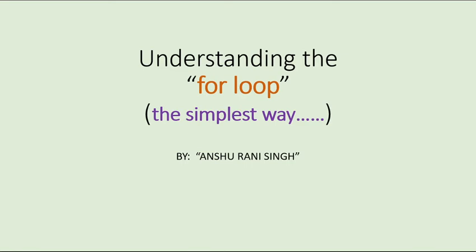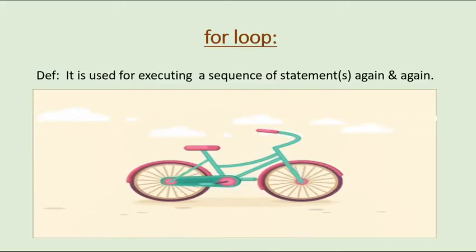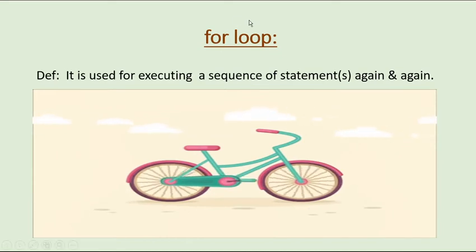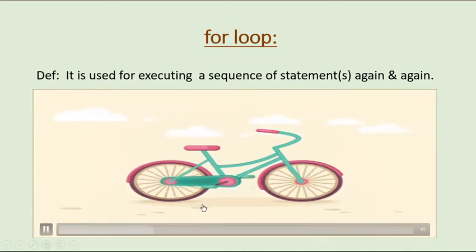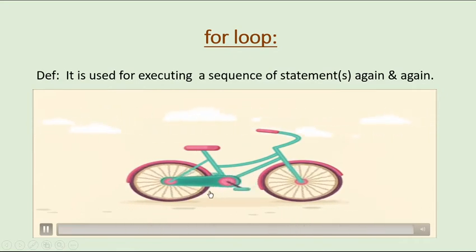Today I'm going to explain how the for loop works in the simplest way. Very good morning. I am Anshurani Singh. The for loop, if you have to understand it, is very much simple to a cycle, a bicycle which keeps on running and running till the time you reach the destination. So, a for loop also works in the same way the cycle moves.